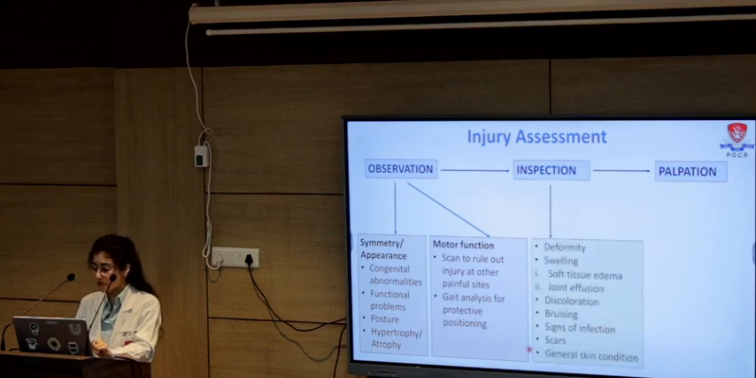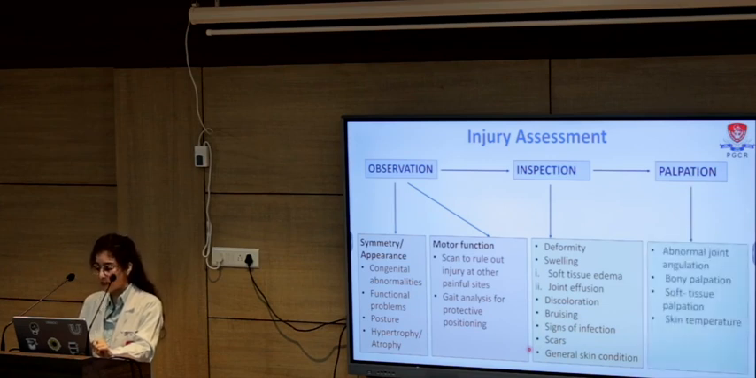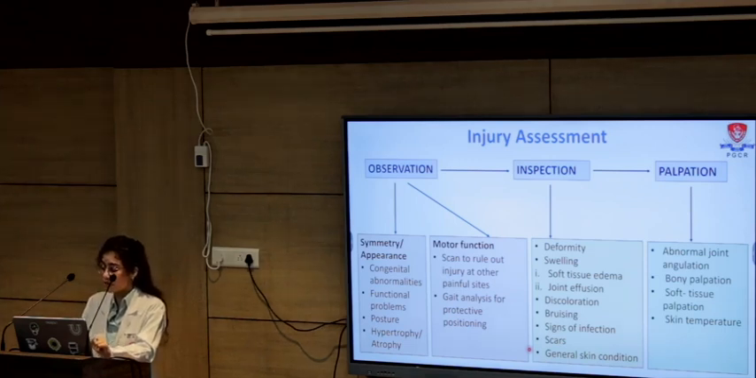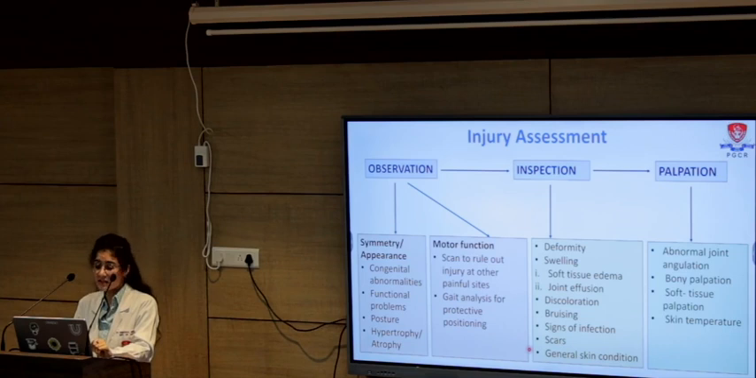Next, we move to inspection, where we look for signs like swelling, deformity, scars, or any skin changes. Then comes palpation, where we check for joint angulation, swelling, tenderness, and tissue temperature. So we palpate both bony and soft tissue structures to identify pain points, edema, or any other signs of injury. Together, these three steps allow us to make a preliminary judgment about the type and extent of the injury before moving on to special tests.